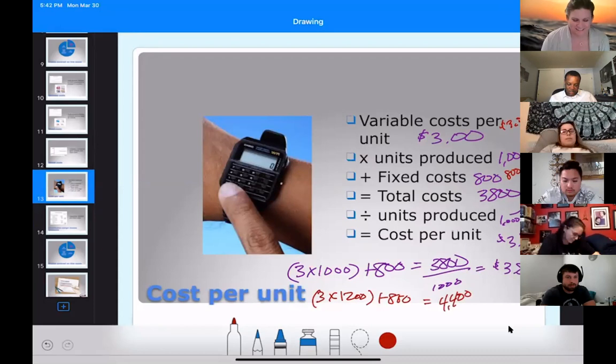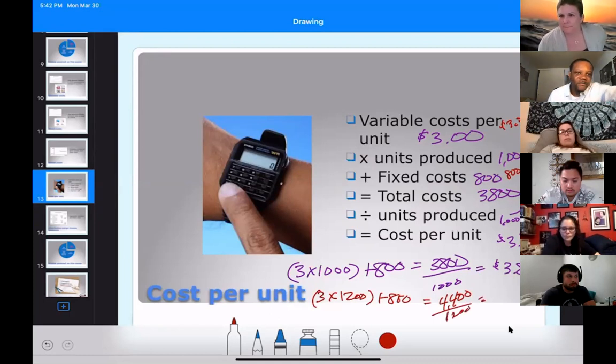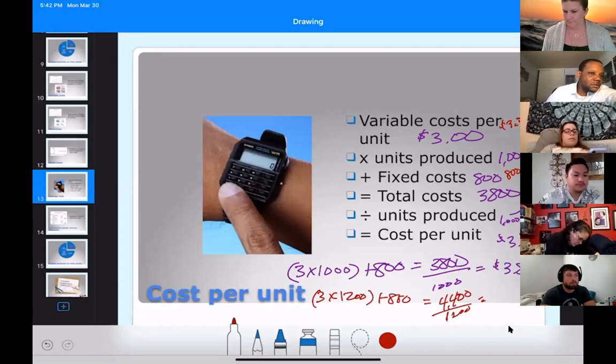And then here we produce 1,200 units. 4,400 divided by 1,200 is $3.67.